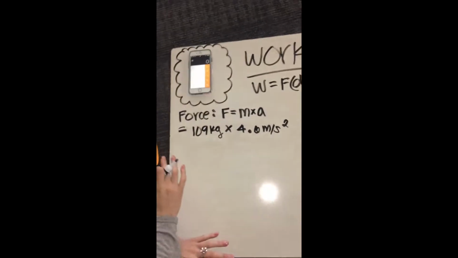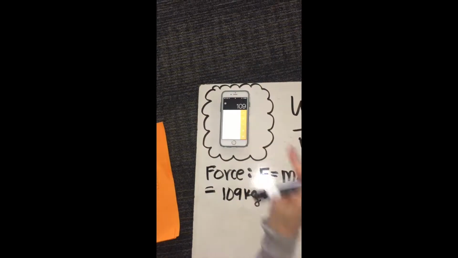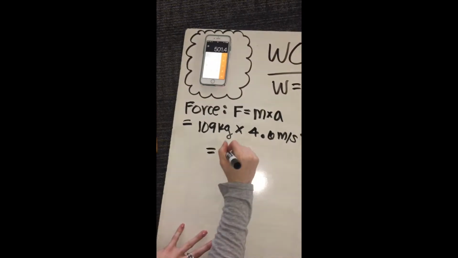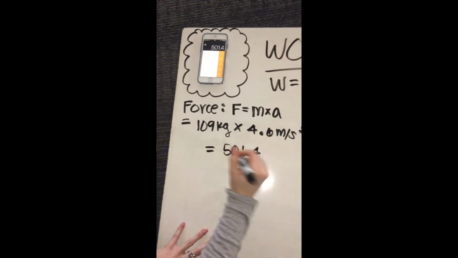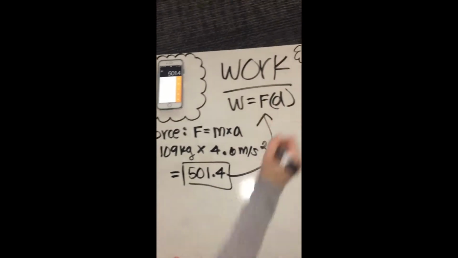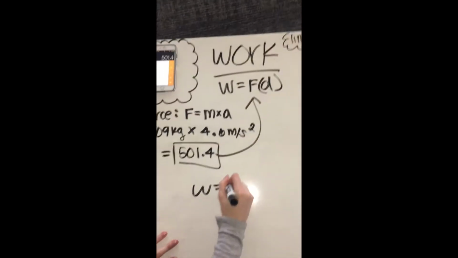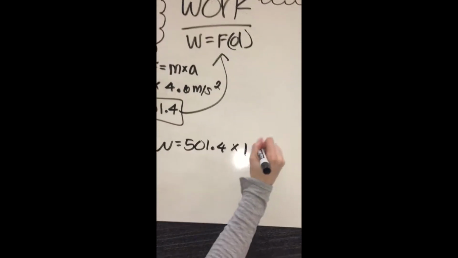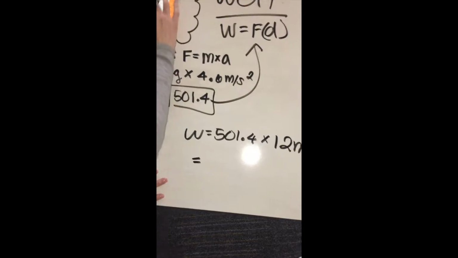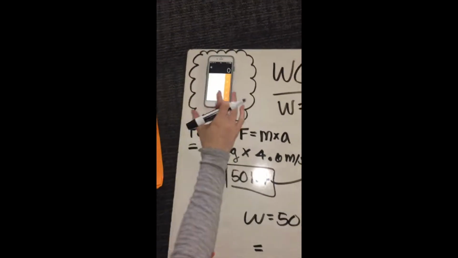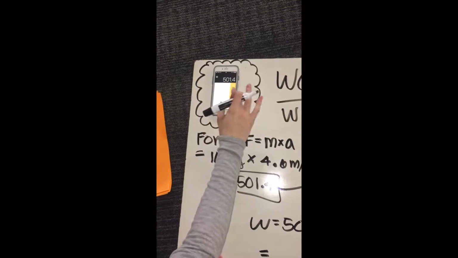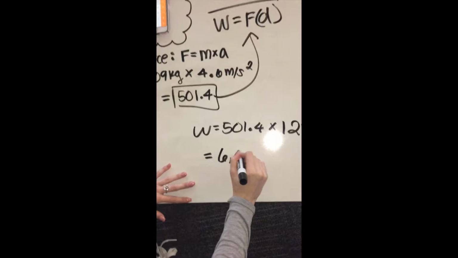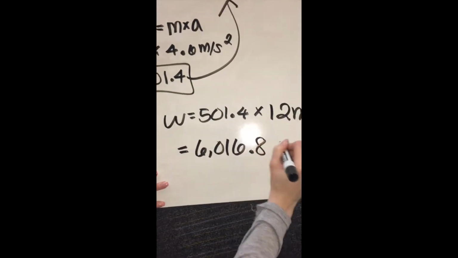Now we go in here and we plug into our calculator. 109 times 4.6. So now we have our force of 501.4. So we take this number and we plug it back into our equation. So work equals 501.4 times the distance, which is 12 meters. Now that we have an equation, we can plug this into our calculator. 501.4 times 12, which equals 16.8 joules.